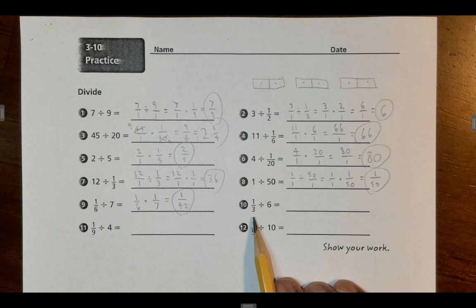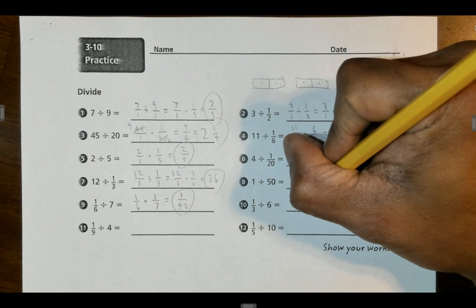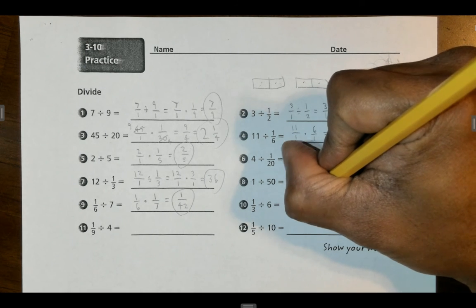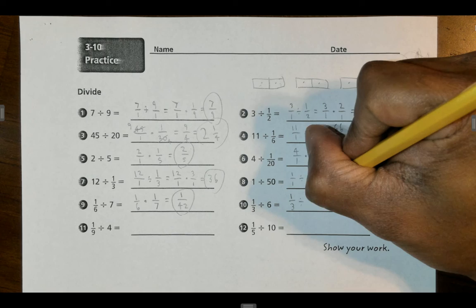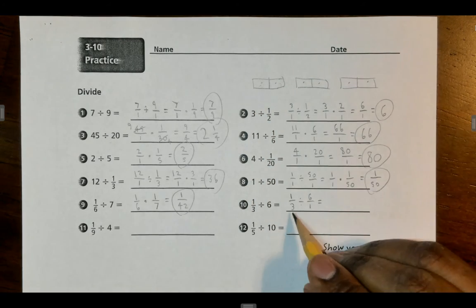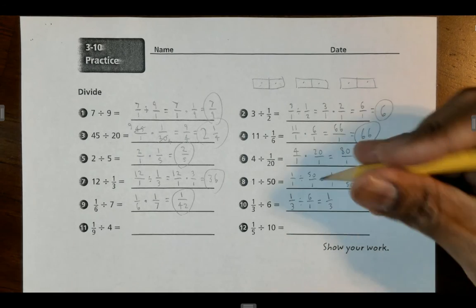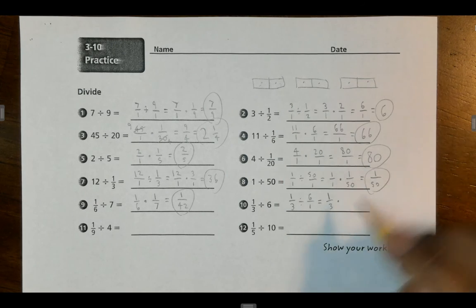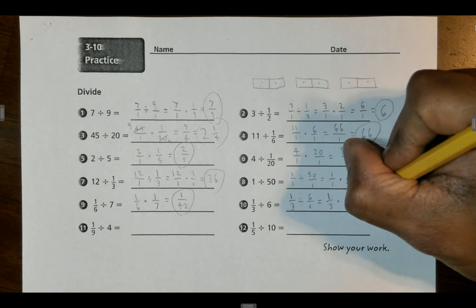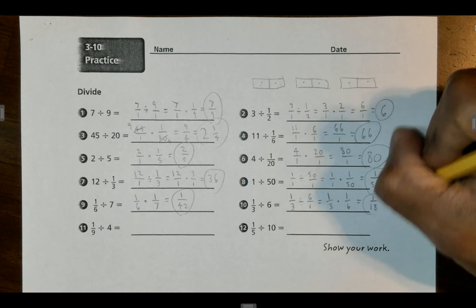Number 10. 1/3 divided by 6. I'm going to write this out all the way. First, I will show the whole number as a fraction. 1/3 divided by 6 over 1. I'm going to keep what's on the left the same. 1/3 stays 1/3. I'm going to change the symbol. Division becomes multiplication. And I'm going to flip what's on the right. That equals 1 over 18.